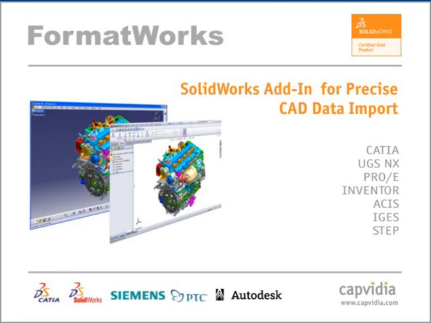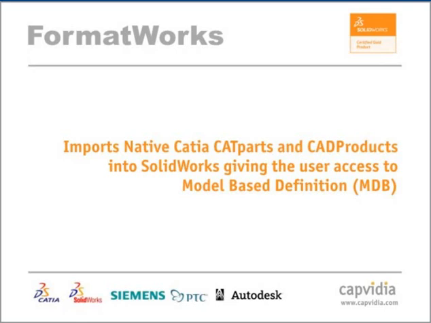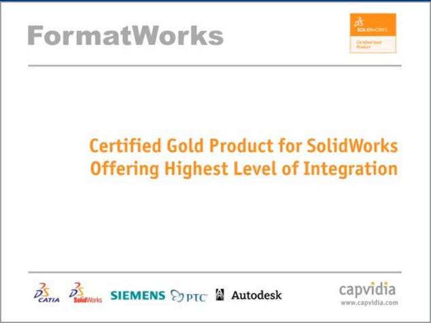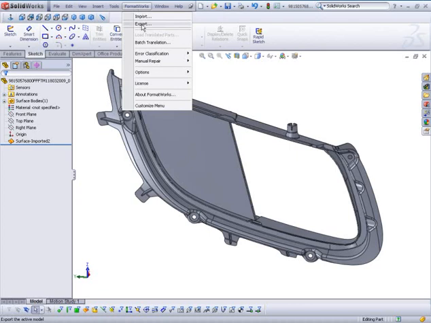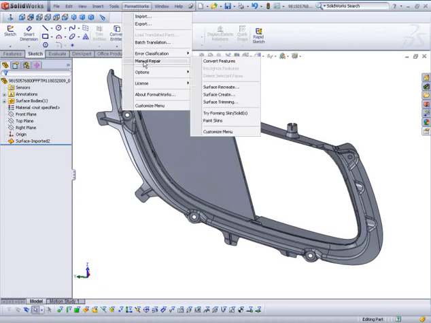FormatWorks is well known as an excellent way to import native CATIA data directly into SolidWorks, but it also offers many other great features and has many accolades. For starters, FormatWorks is a gold-certified product that ensures you the highest level of integration within SolidWorks. In the menu, you can see the functions, offering data import, data export, batch translation, error classification, and manual repair.